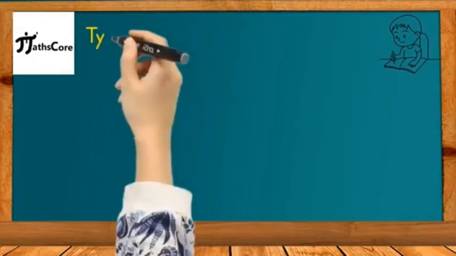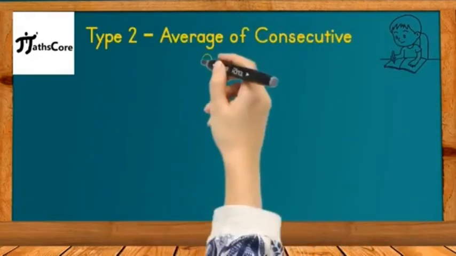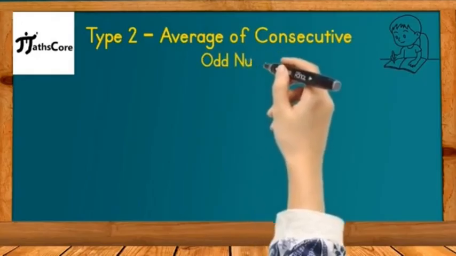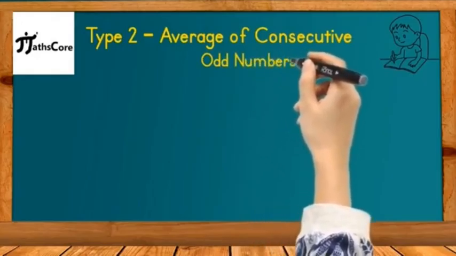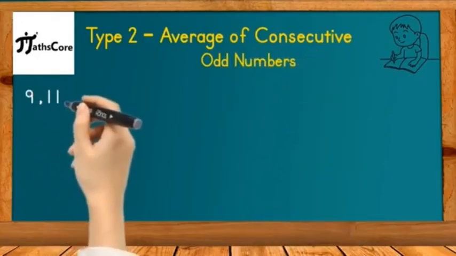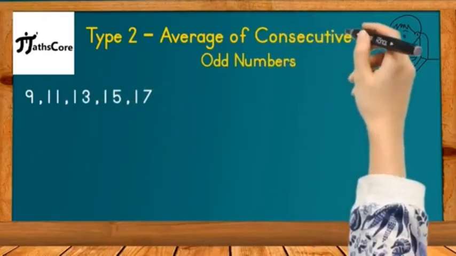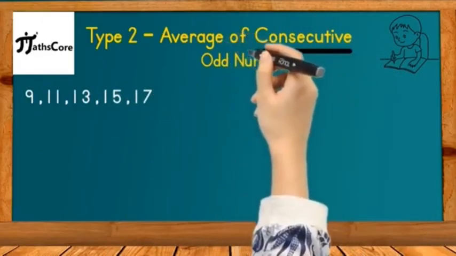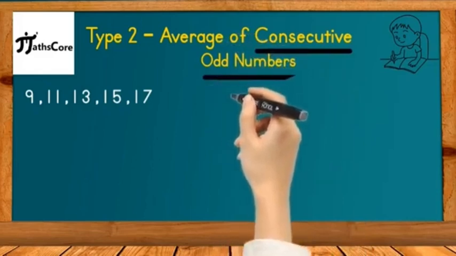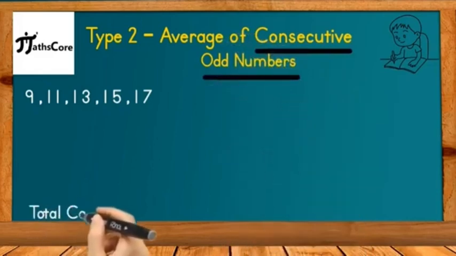Let us discuss type 2, that is average of consecutive odd numbers. Here I have taken an example of consecutive odd numbers. First example is 9, 11, 13, 15, 17. You can see all numbers are consecutive odd numbers and exactly 5 numbers are given there.